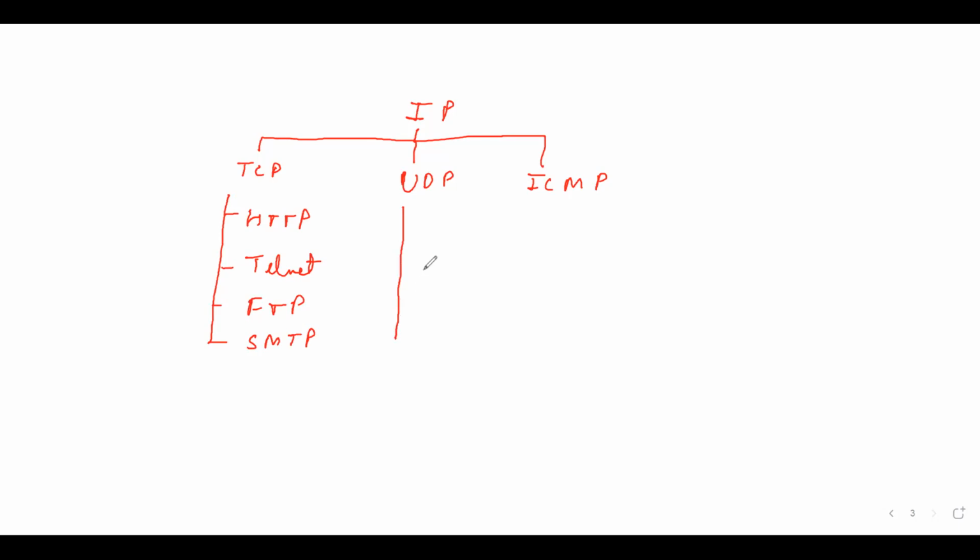In UDP, we have DNS, TFTP, DSCP, and one more there, NTP. And in ICMP, we have two services only, ping and trace route.